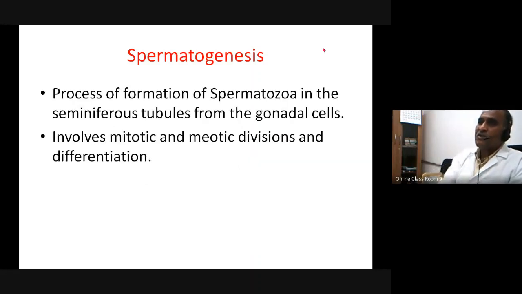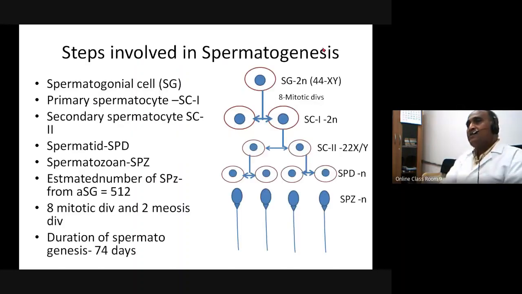It is a process of formation of the spermatozoa in the seminiferous tubules from the gonadal cells. I am not saying seminiferous tubules of the testis because the seminiferous tubules are present only in the testis. There is no need to say that. So it is the formation of the spermatozoa from the spermatogonial cells in the testis. It involves mitotic and meiotic division. It involves differentiation as well. That is spermatogenesis. What are the steps involved in spermatogenesis?